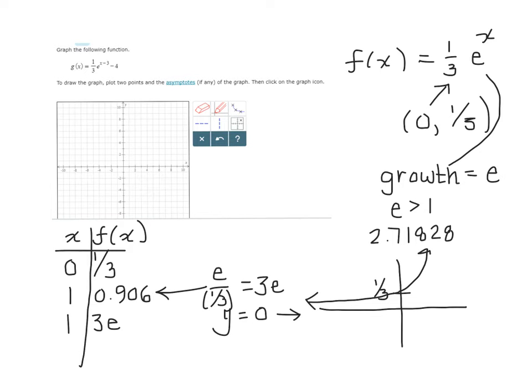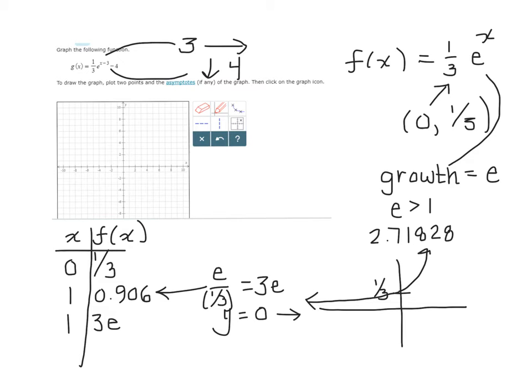So then we have to consider the fact that there's some transformation going on here. We see in the equation that we're subtracting 3 from the x in the exponent. So that means we're going to move to the right 3 places. And we also see in the equation that we're subtracting 4 at the end. And that means that we're going to go down 4 places.